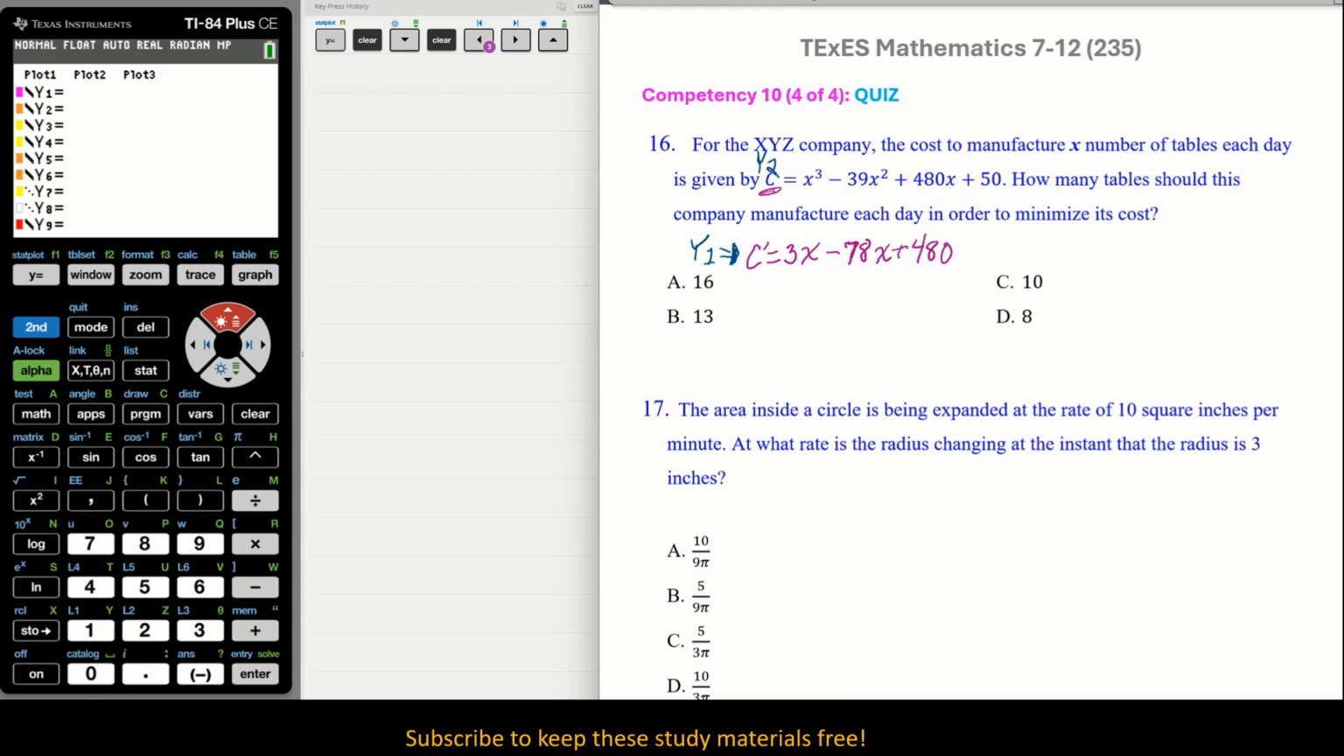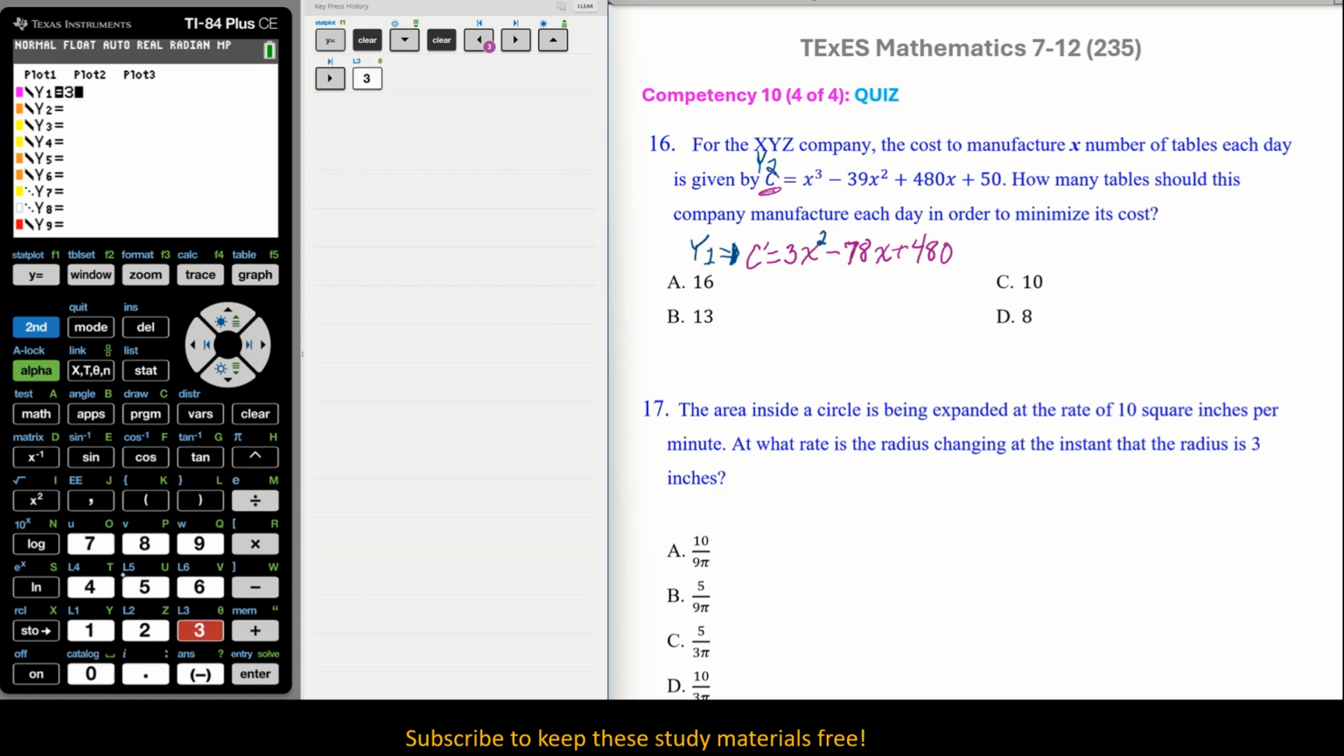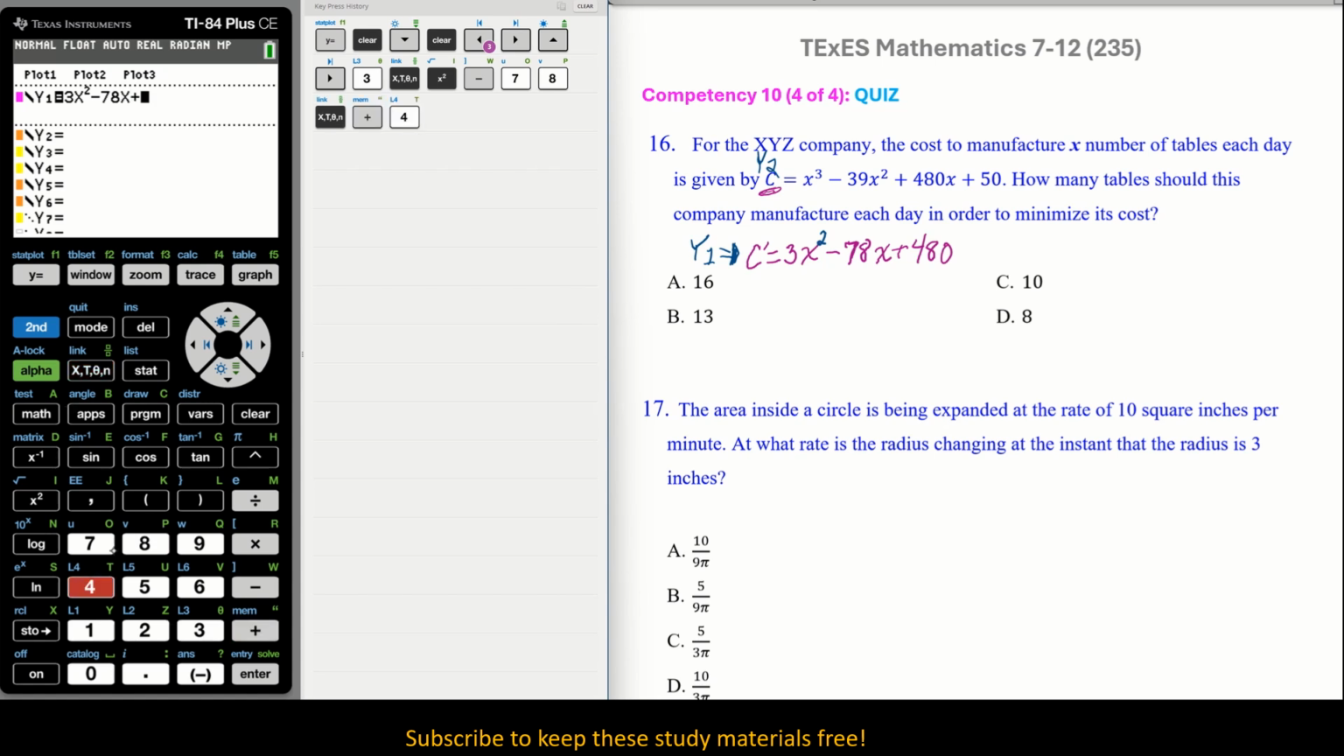Let's arrow over, and we have 3x squared. I see another mistake I made. Okay, 3x squared minus 78x plus 480. Let me double check my chain rule. 3 comes down, you have an x squared, minus 2 times 39, that is correct. Then x, and then just the plus 480. Okay, that is correct. Had to double check that.